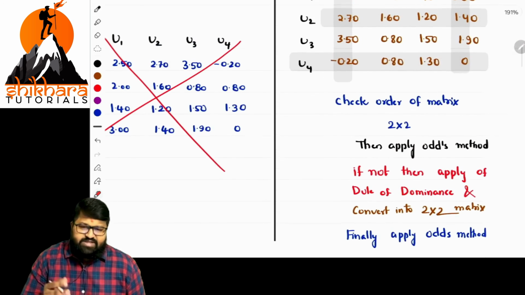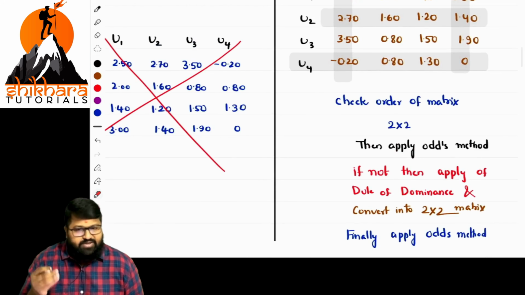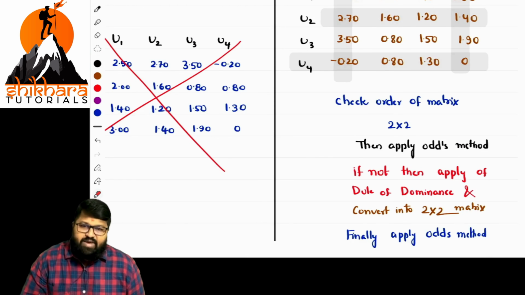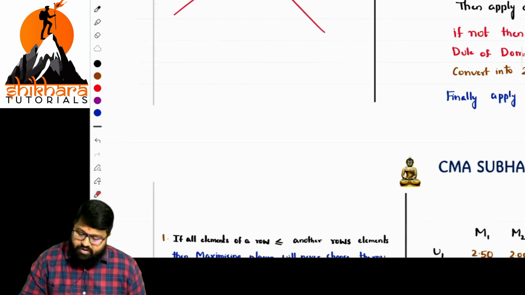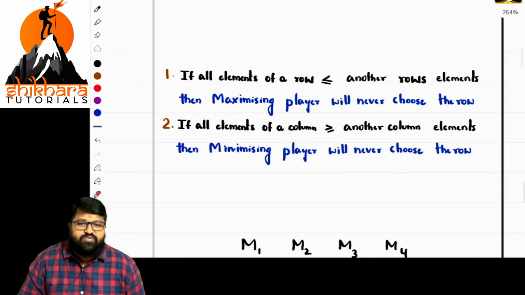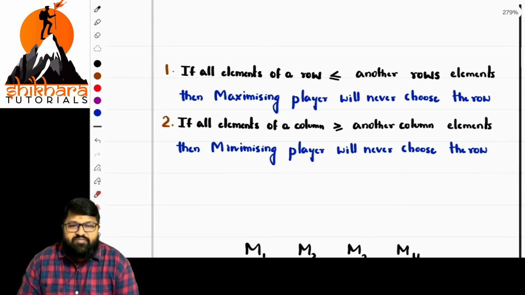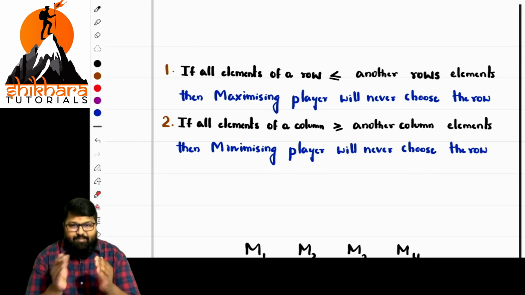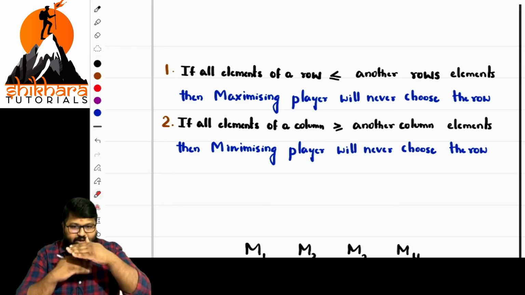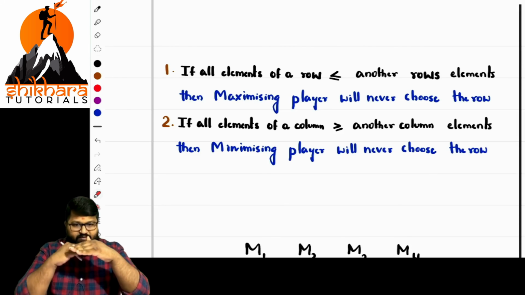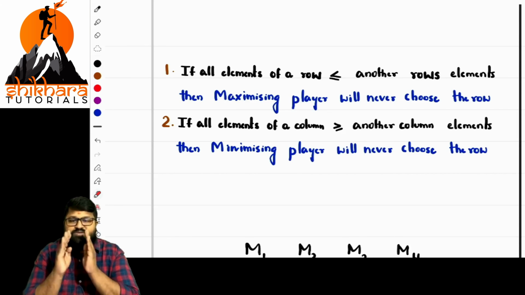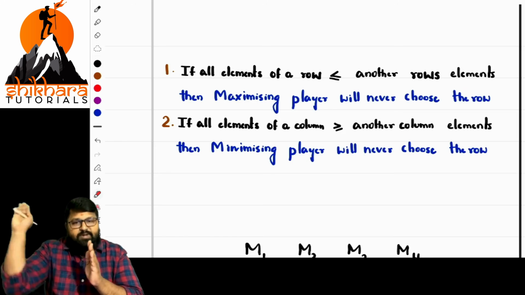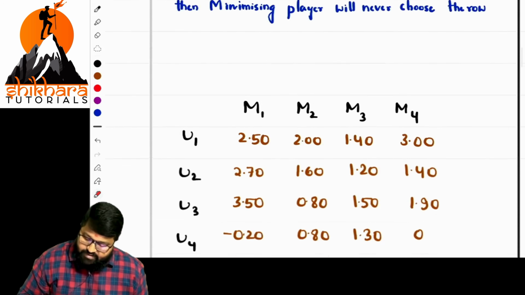Sir, here didn't mention the saddle point. Saddle point is a common thing. If you calculate saddle point and you are reaching minimax and maximin, then it's fine. Now, these are strategies. If all the elements of a row are less than or equal to another row's elements, when we are comparing two rows, any row, if it is minimum, eliminate that. But in the case of columns, if it is highest, eliminate that. Okay. So this is a way of presenting.